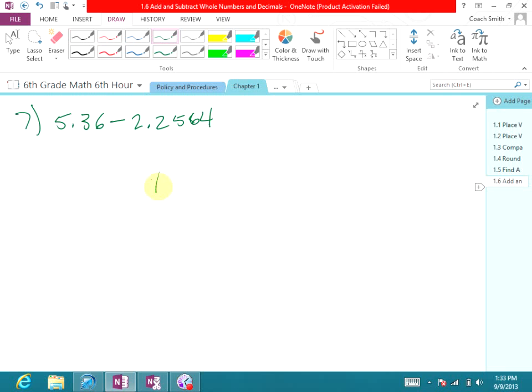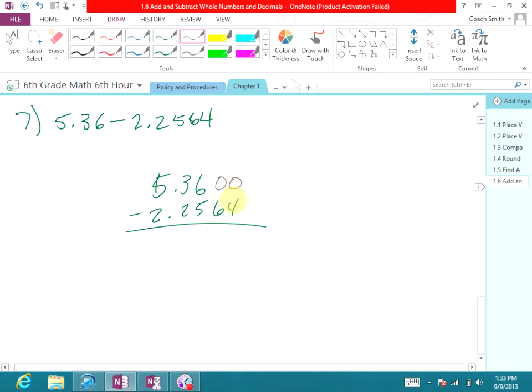Okay? When you line those up vertically, you get 5.36, and you have 2.2564. And you're subtracting them. So I got to put zeros there. When you get the correct answer, it should be 3.1036. Okay? All right, obviously you would have to borrow, make that a 9, make that a 5, make that a 10.